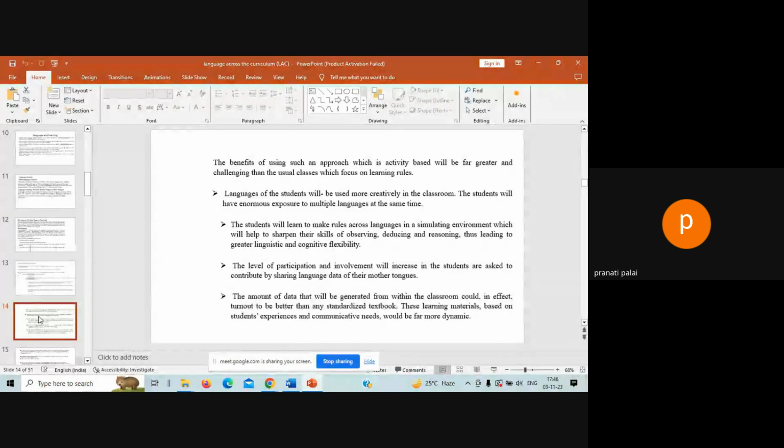So the benefits of using such an approach, which is activity based, will be far greater and more challenging than the usual classes which focus on learning rules. The language of the students will be used more creatively in the class.